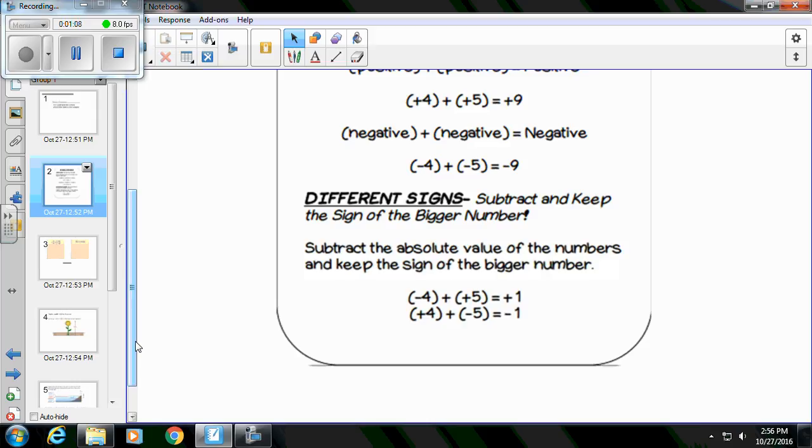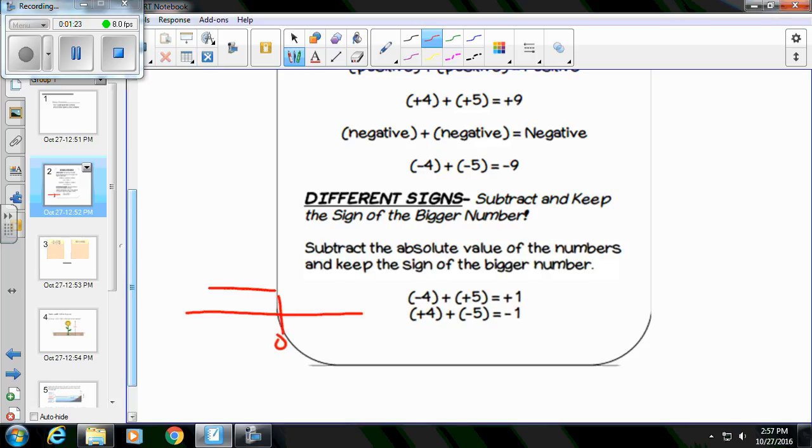So for the first one, negative 4 plus 5, think about them on a number line. They're in opposite spots, going in opposite directions. So when I'm at negative 4, I start at 0, I go to negative 4, and then if I add 5, where does that take me? It takes me to positive 1. So 5 minus 4 is 1, and the bigger number, and I'm using bigger with air quotes, is a positive. Okay, so it's positive 1.